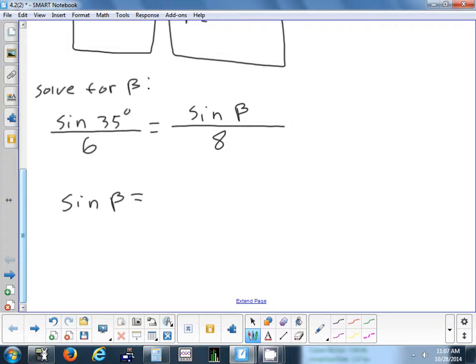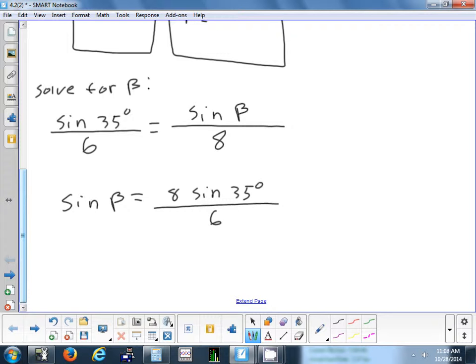You're going to get 8 sine 35 divided by 6. In fact, this one you don't even need cross multiplying. You could just multiply both sides of this equation by 8. And then you'd have sine of beta equals 8 sine 35 over 6. All right, one more step I've got to do to get beta by itself.